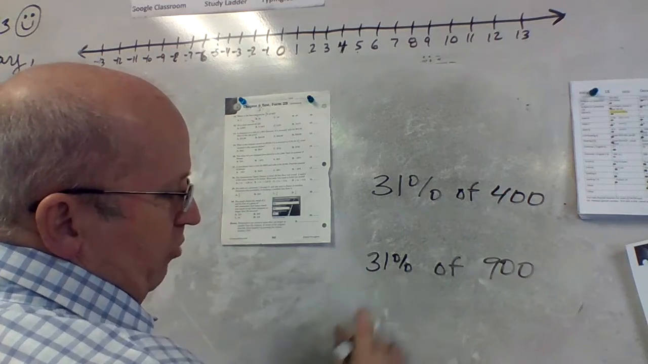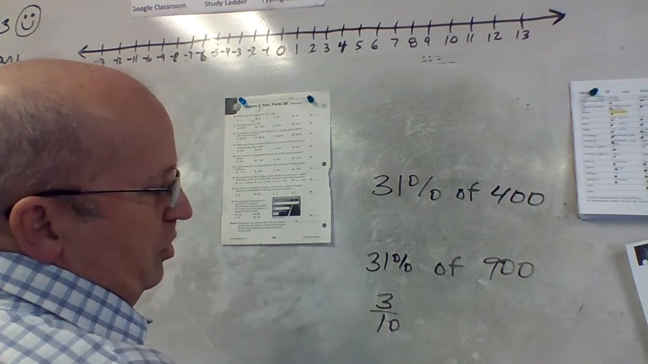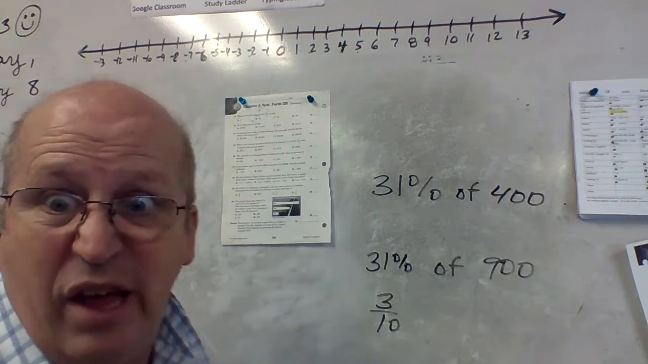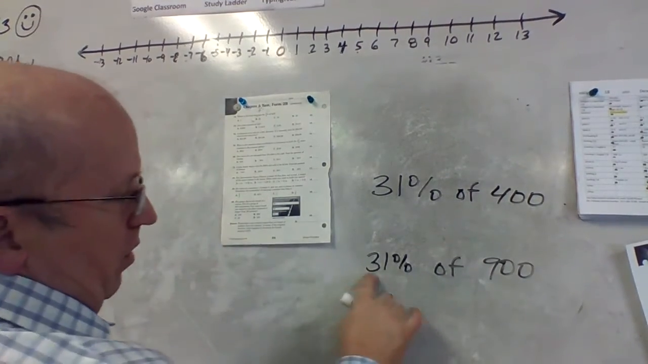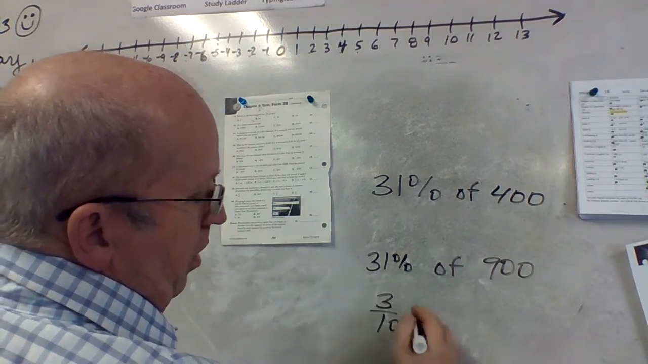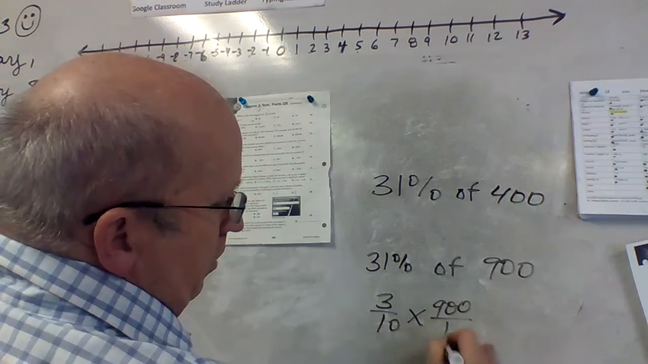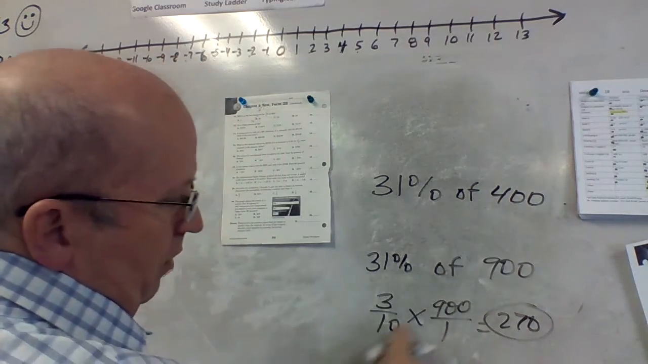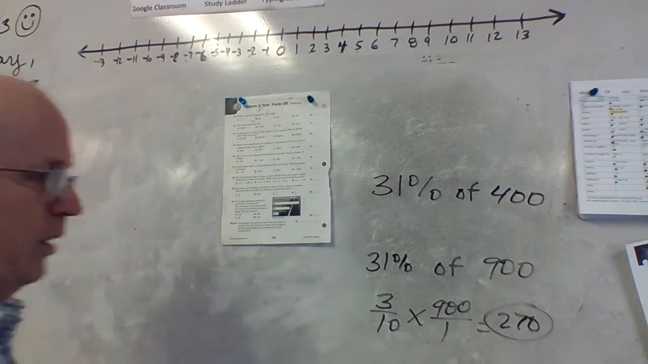Well, first, I'd change this to 3/10 because that's much easier to work with, and it's very close to 31%, according to that table we were talking about, right? This could be thought of as 30 over 100, which simplifies to 3 over 10, and then I just multiply by 900. What would I get? I'd get 270 out of that after doing some cross-simplifying and some multiplying.